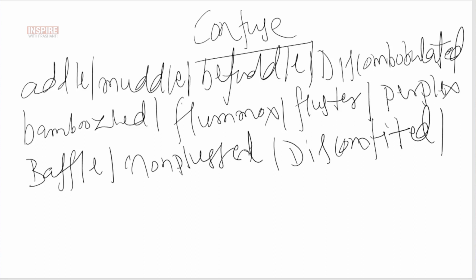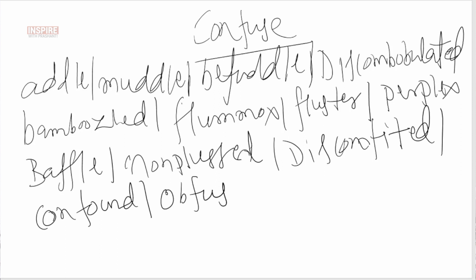Confused, confound, one of the most important words for confusion, and obfuscate. So when you write an essay, write it without any obfuscation, confusion. When you say that this whole scholarship का जो फंडा है, it is very confounding, that means confusing. So when words related to confuse, confusion or confused are there, you have to remember addle, muddle, befuddle, discombobulated, bamboozled, perplexed, baffled.